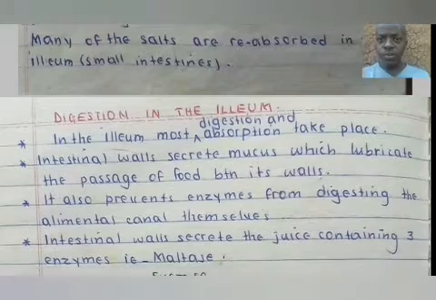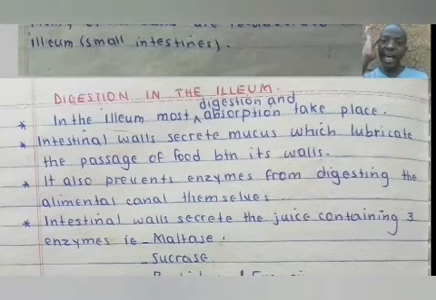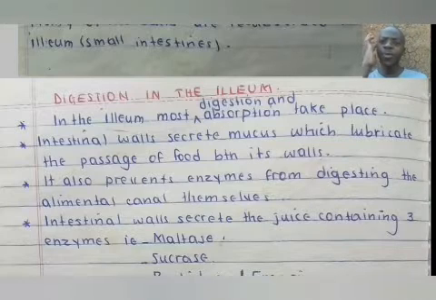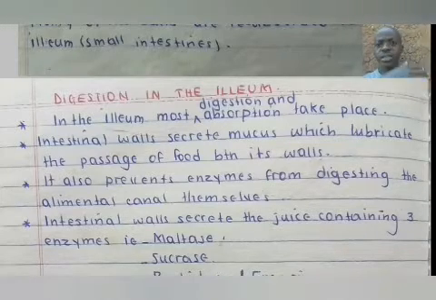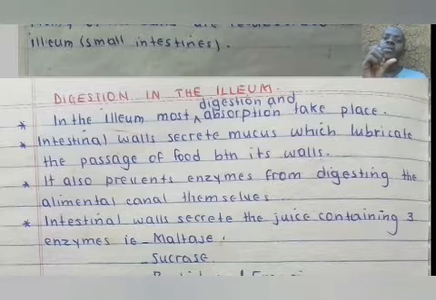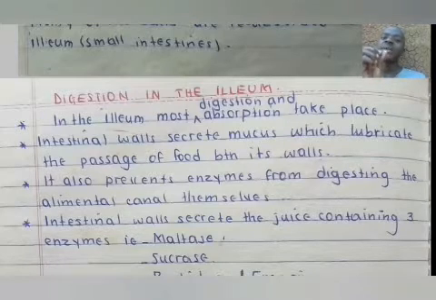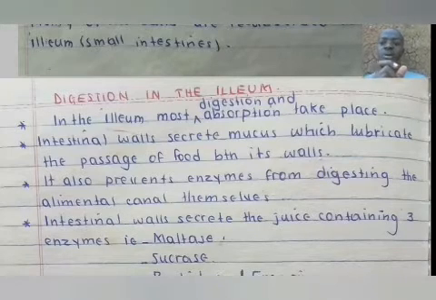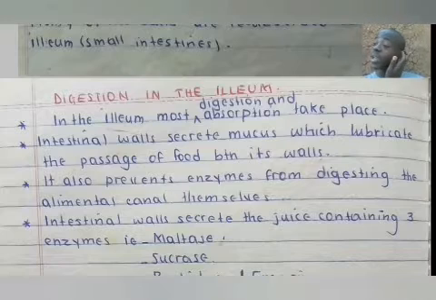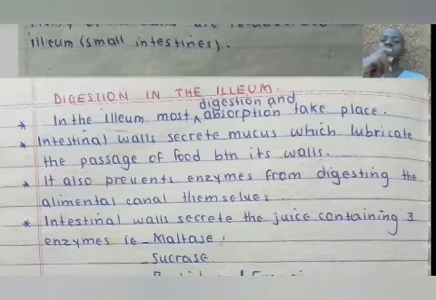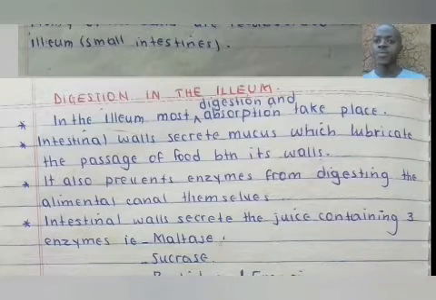The intestinal walls secrete mucus. This mucus lubricates the passage of food between its walls, and it also prevents enzymes from digesting the alimentary canal themselves. The body cells of the alimentary canal are made up of proteins, and we have some enzymes which can work on proteins. So to prevent that, there is mucus that is secreted to lubricate so that they don't digest it.